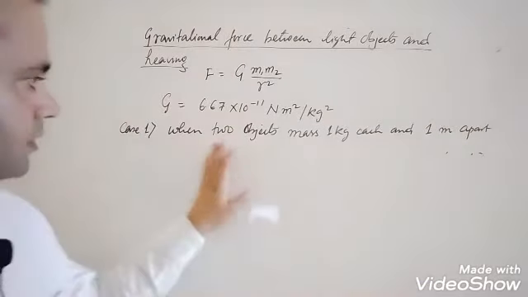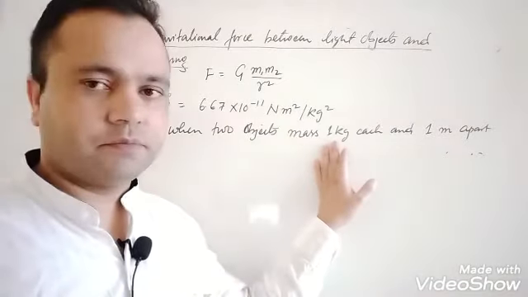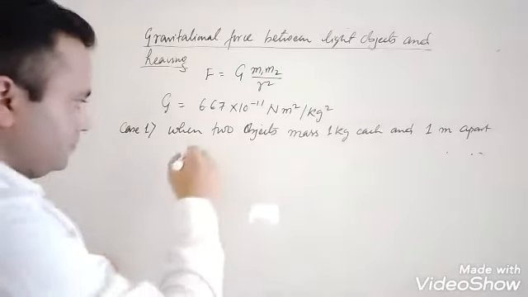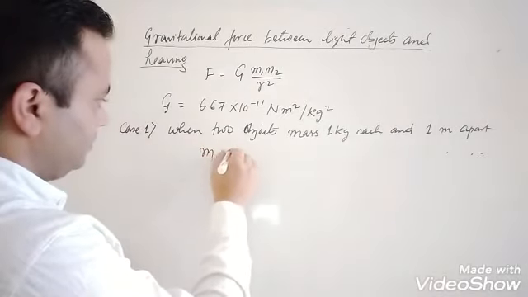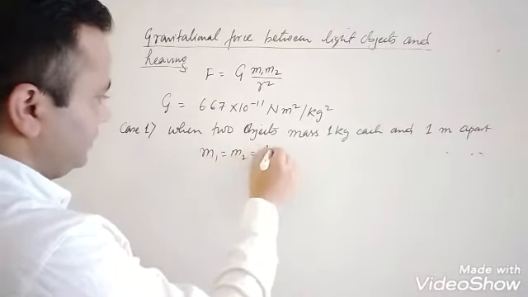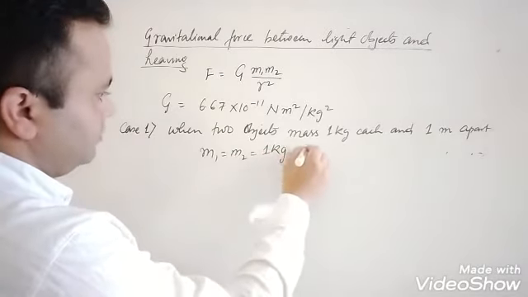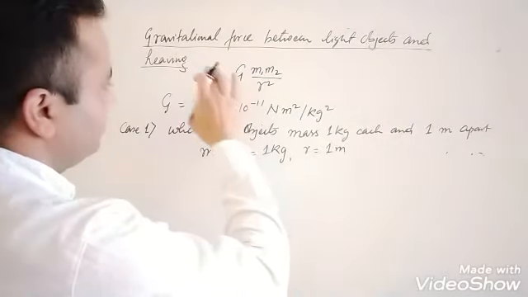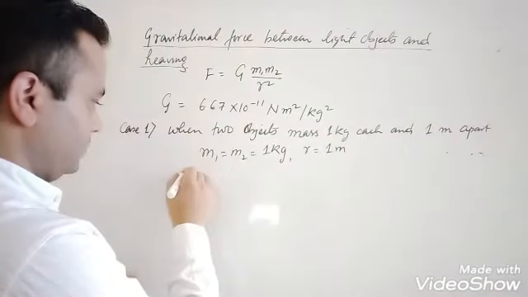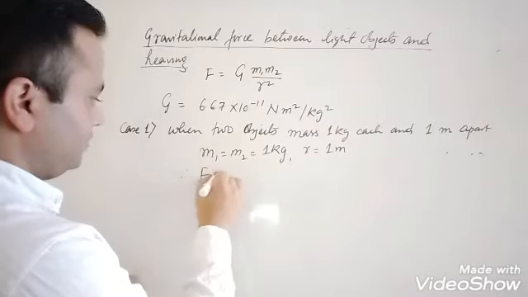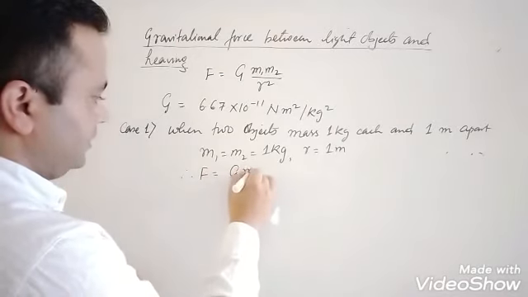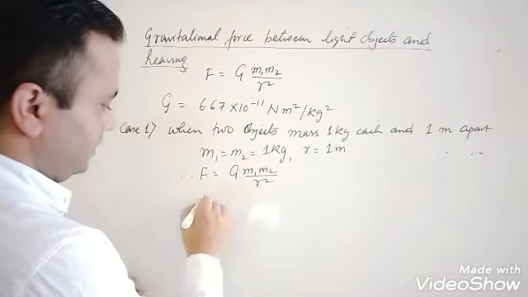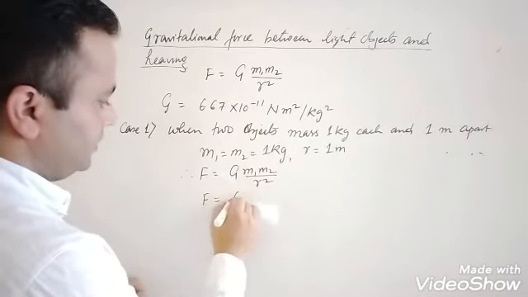When two objects have masses of 1 kg each, that means m1 equals m2 equals 1 kg. Now r equals 1 meter. Then what will be the gravitational force? First we have to write the formula: F equals G m1 m2 divided by r square.